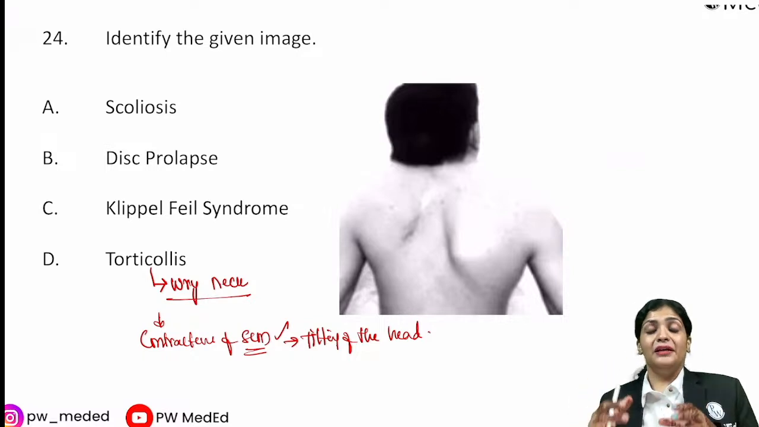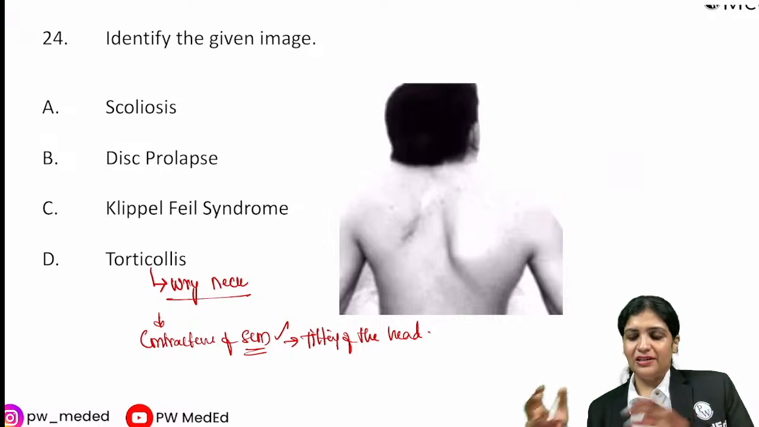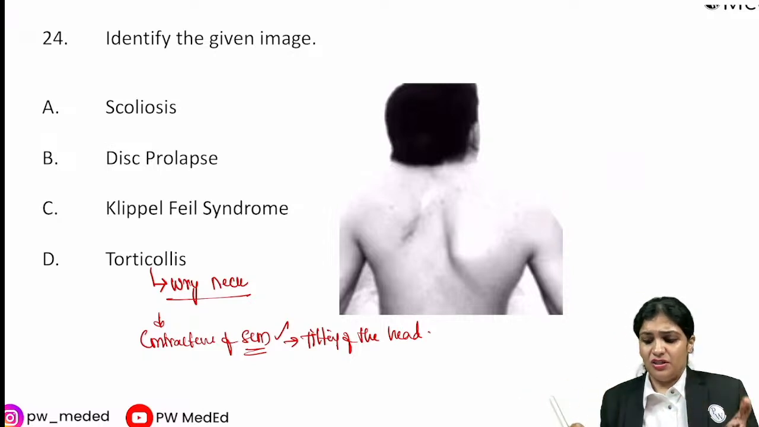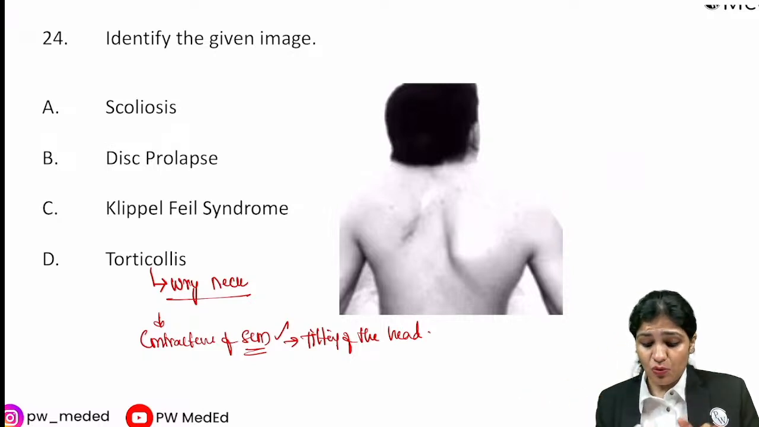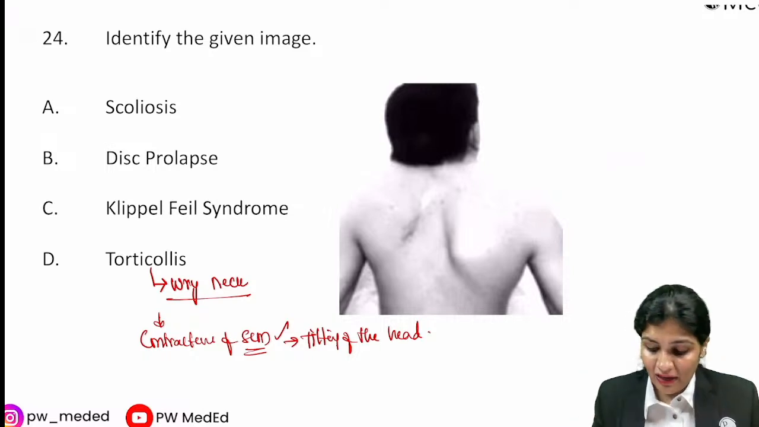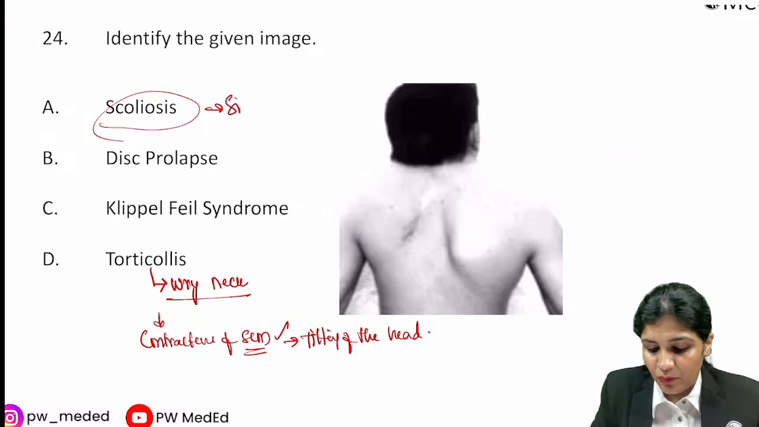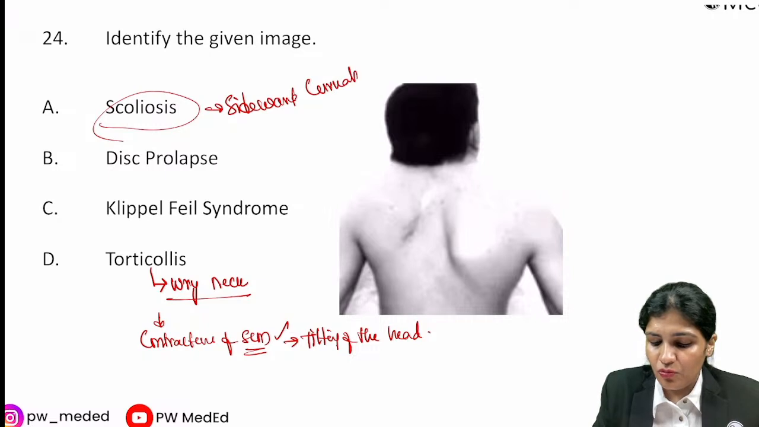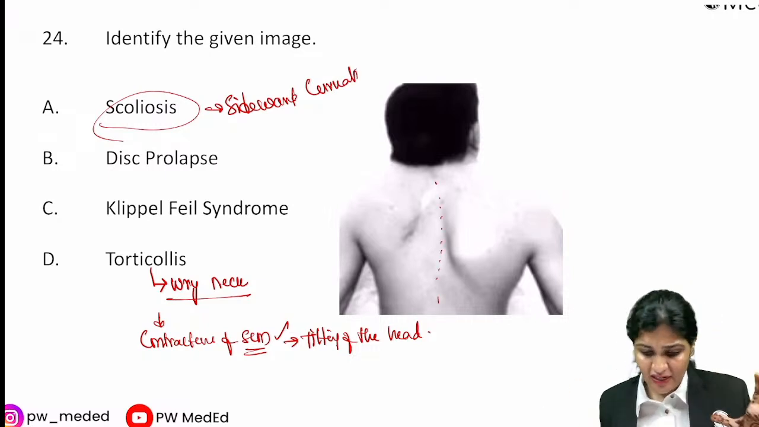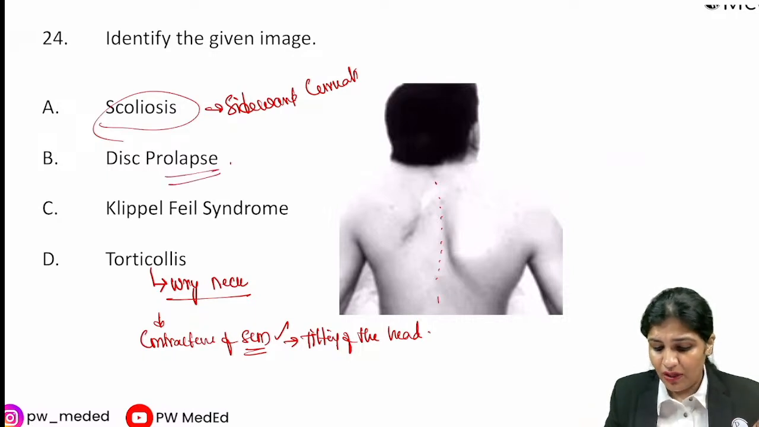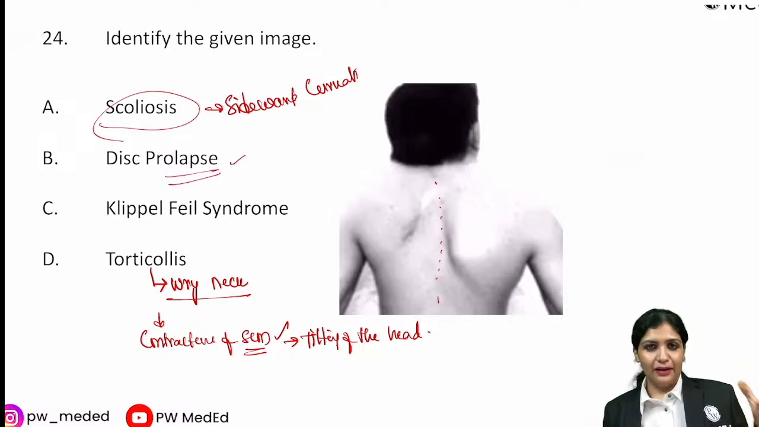So torticollis can be a congenital or an acquired torticollis. That is the wryneck, which is here, it is not seen. So the head is straight here, right? So it is not torticollis. Now next, scoliosis. Scoliosis, again the sideward curvature of the spine, right? And usually here the spine is straight and I don't see any curvatures, right? And then disc prolapse. So you cannot just see the patient from the back and tell it is a disc prolapse.